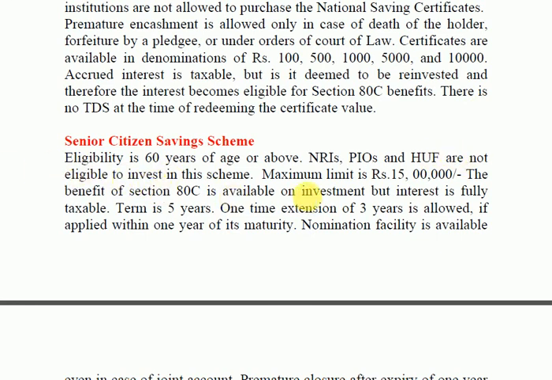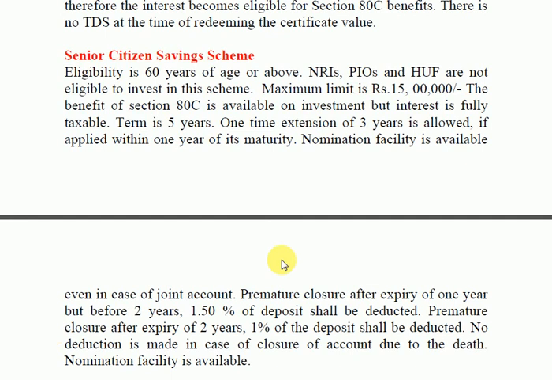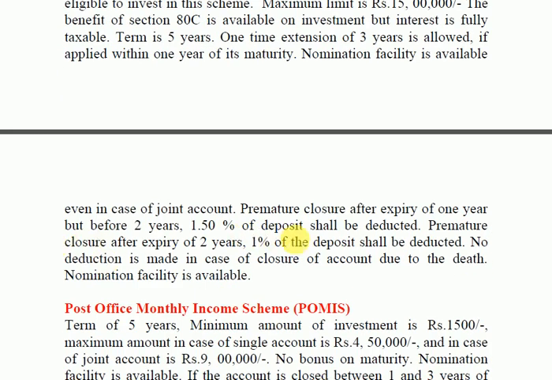Maximum limit is Rs 15 lakh. The benefit of Section 80C is available on investment but interest is fully taxable. Term is 5 years. One-time extension of 3 years is allowed if applied within 1 year of its maturity. Nomination facility is available even in case of joint account.